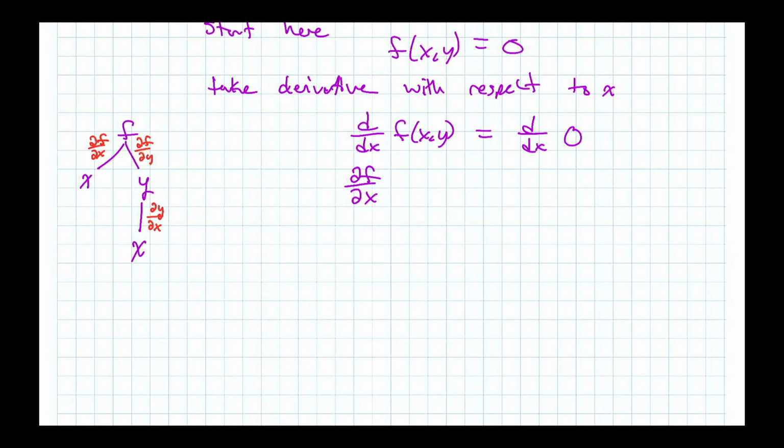And then you have this one to go from here to here, partial f with respect to y. And then partial y with respect to x. Something they do in your book is they don't even say it, they just write it. But what they're saying is this only has x's and y's, and we're assuming y is a function of x.